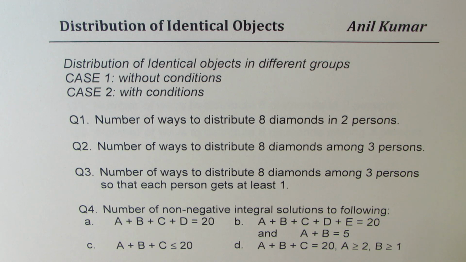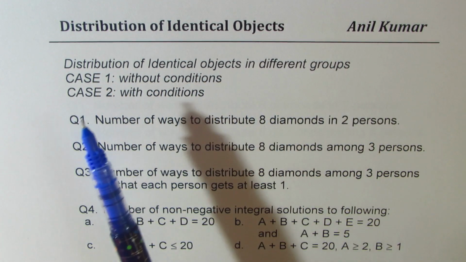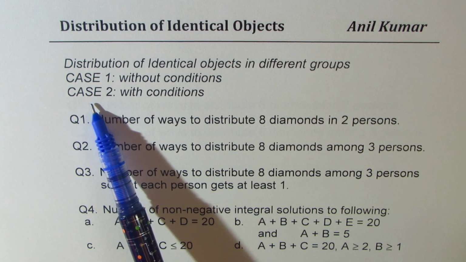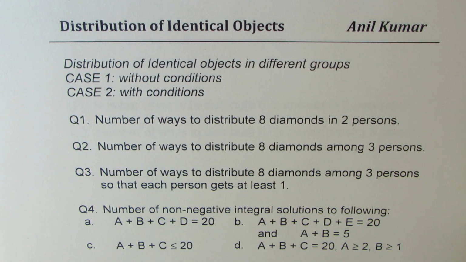In this video, we will discuss distribution of identical objects, right? So we'll talk about distribution of identical objects in different groups. We'll have two cases, one without conditions and the other with conditions, right? Based on these cases, here are four questions.